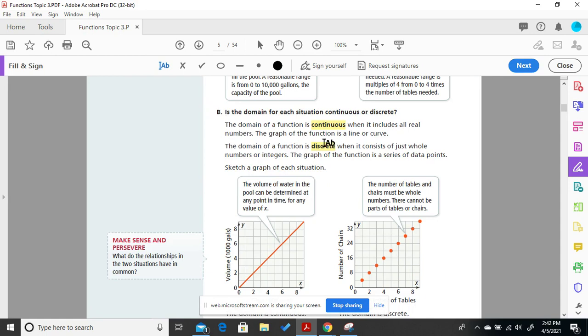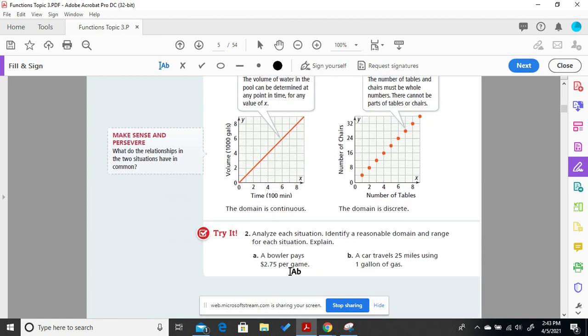So the domain of a function is continuous when it includes all real numbers, okay? If it's a line or a curve. This was the example of the water. It's going to be a line, right? So a line is going to be continuous. But if it's discrete, it's just a set of numbers or integers, and it's data points. So this is little points on your graph for the tables. So if I had one table, I'd have 4 chairs, 2 tables, 8 chairs, but you can't have 2.5. So there's not going to be a point right there. That makes this one discrete, okay?